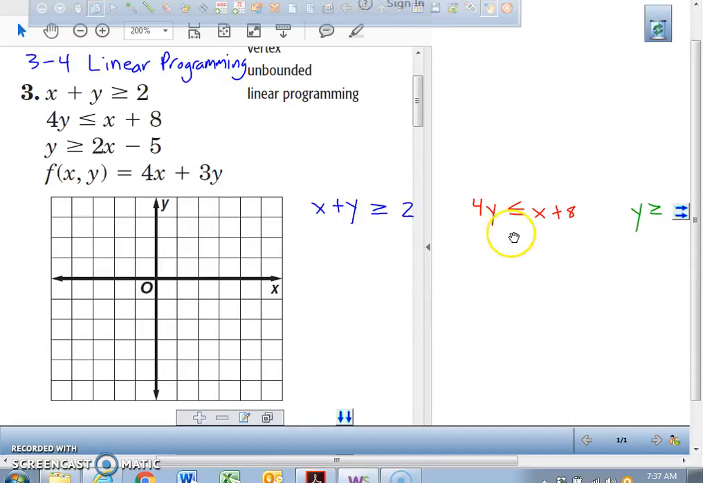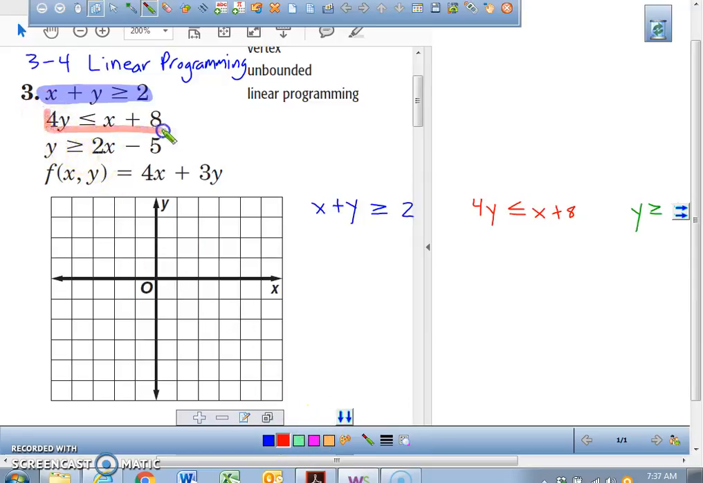All right, so what I want you to do is, we're going to grab 3 inequalities, all right? We're going to grab this guy. He'll be in blue. This guy. He'll be in red.